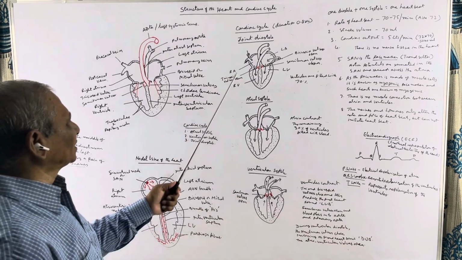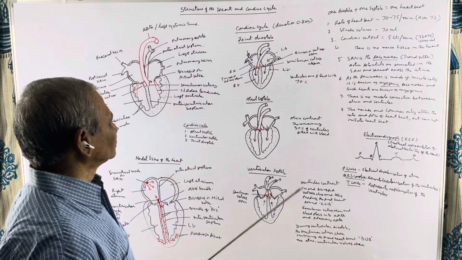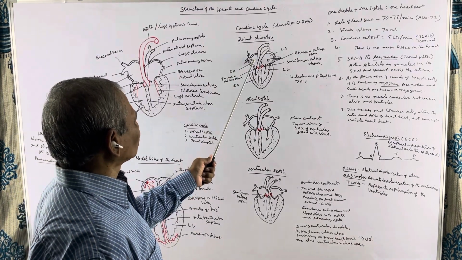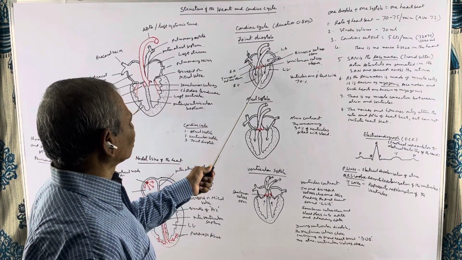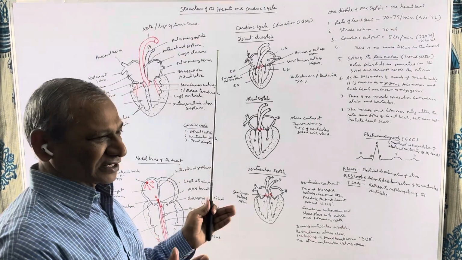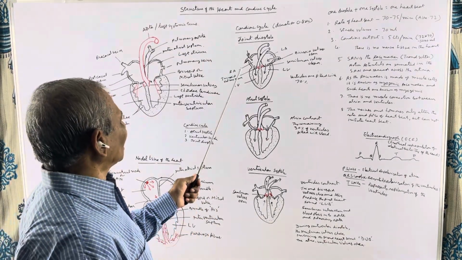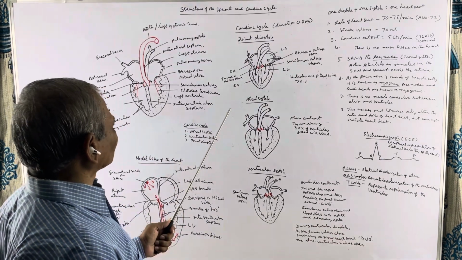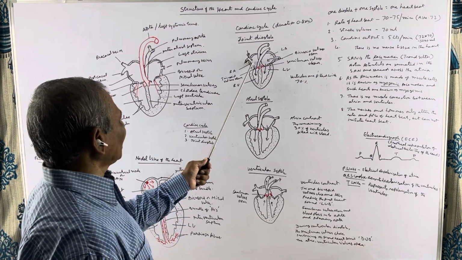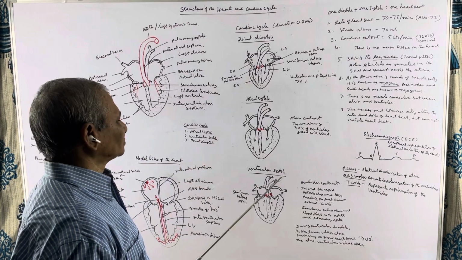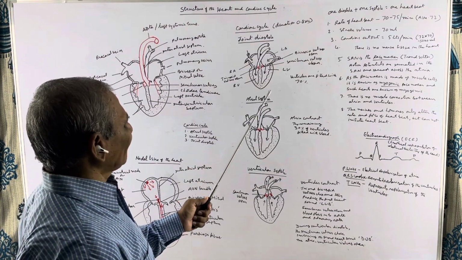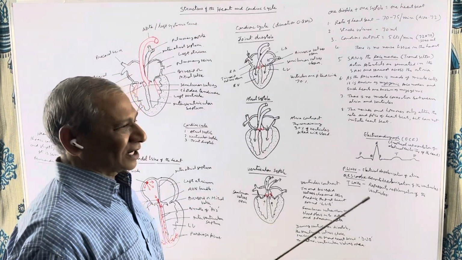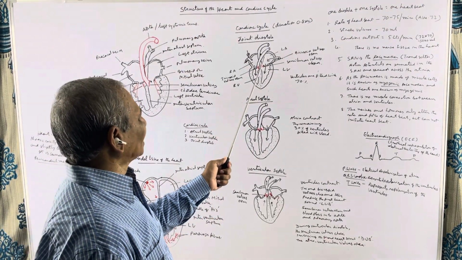Now let us begin with joint diastole. During the joint diastole, both the atria and both the ventricles are in a relaxed state. Blood from various parts of the body, or the venous blood, is brought into the right atrium. Similarly, blood from the lungs, that is oxygenated blood, is brought into the left atrium.